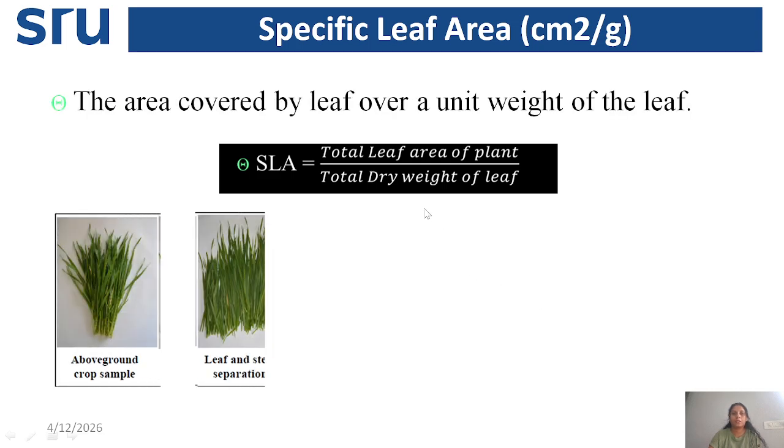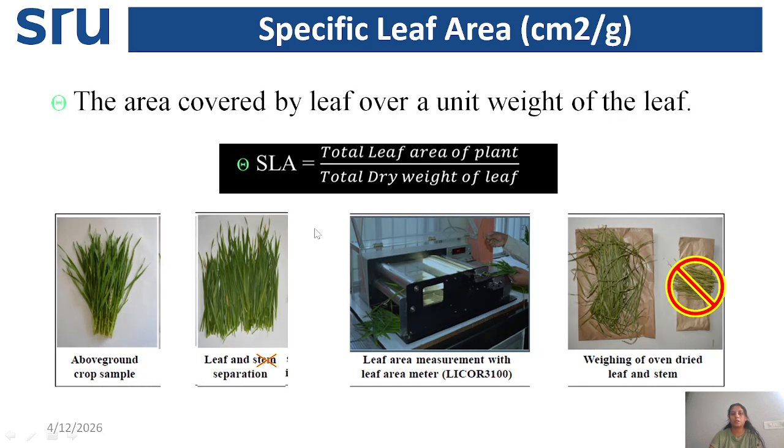Next one is specific leaf area. This is another parameter we are going to use to measure plant growth. To measure specific leaf area, you need the leaf area. Another one is total dry weight. So first you need to measure the leaf area, and later you need to dry those leaves.